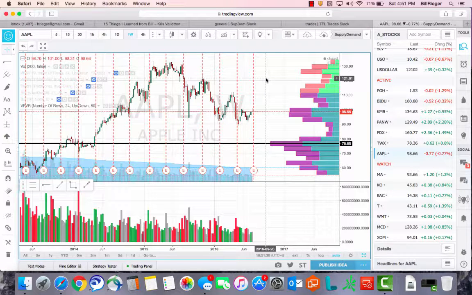I'm doing my Apple update using volume profile analysis that I've been doing for the last 5 days. I'm going to do it for 30 days through the month of July and into August, just tracking a single stock chart using volume profile analysis and seeing how we do. This is the weekly chart, and that's what I've been starting with every single time.